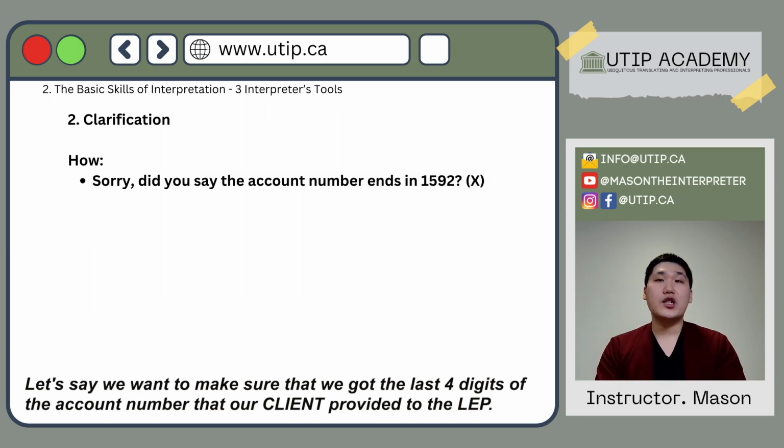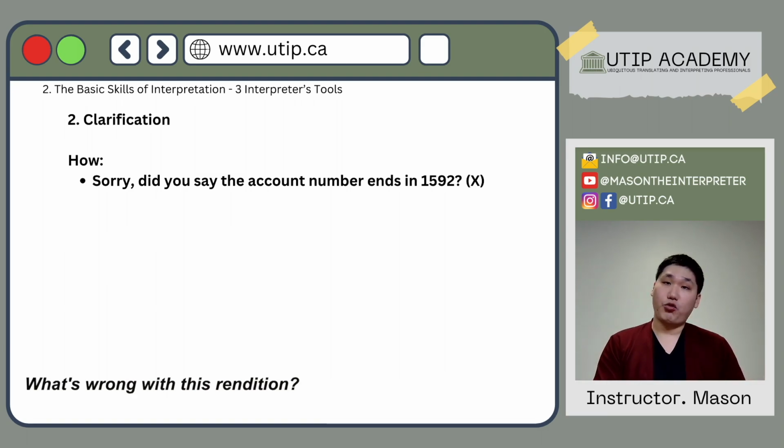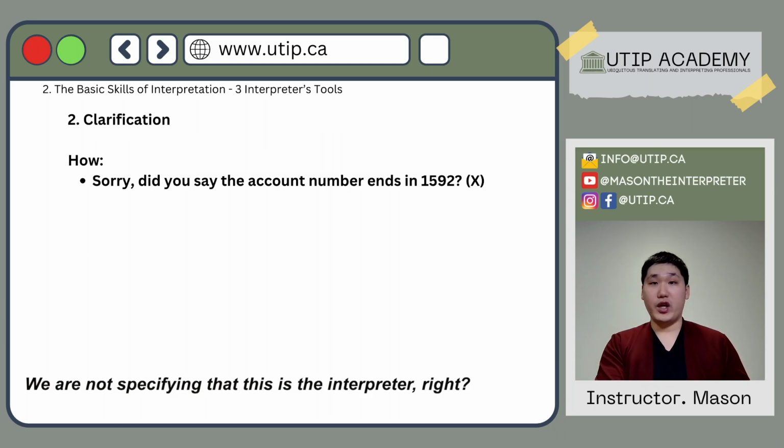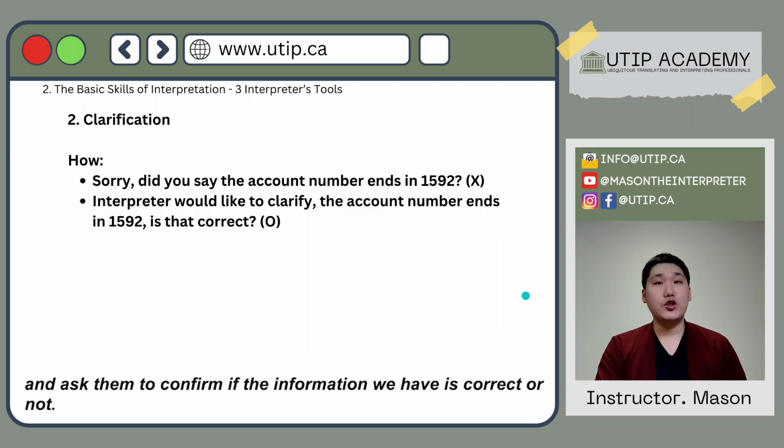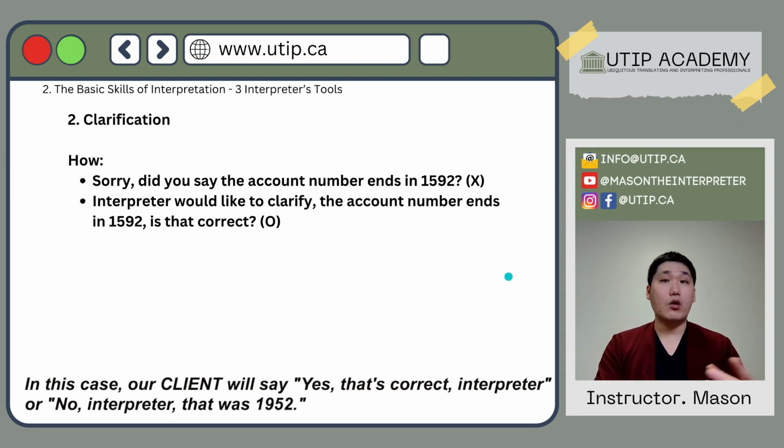Let's say we want to make sure that we got the last 4 digits of the account number that our client provided to the LEP. What's wrong with this rendition? We are not specifying that this is the interpreter, right? So we want to make sure we say, we are the interpreter. First, provide what we know and ask them to confirm if the information we have is correct or not. In this case, our client will say, oh, yes, that's correct, interpreter, or no, interpreter, that was 1952.